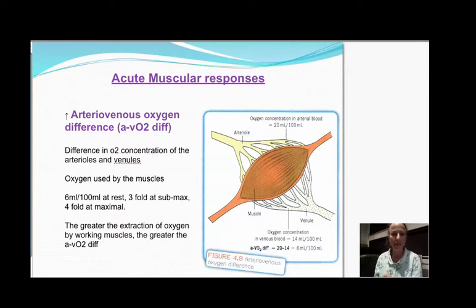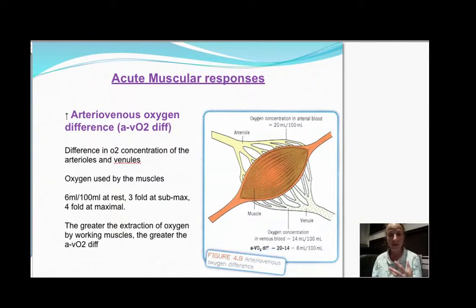All right, muscular system, AVO2 difference. Have a look at the diagram on the screen. AVO2 difference, simply put, is the amount of oxygen utilised by the muscles. So it's how much oxygen comes in versus how much oxygen goes out. So it's actually the difference in the concentration of the oxygen coming into the muscle versus leaving the muscle.